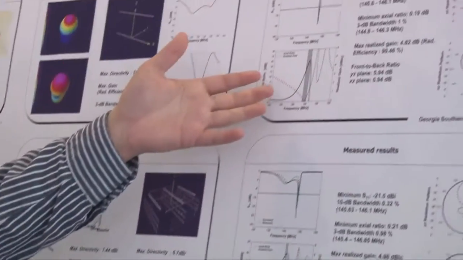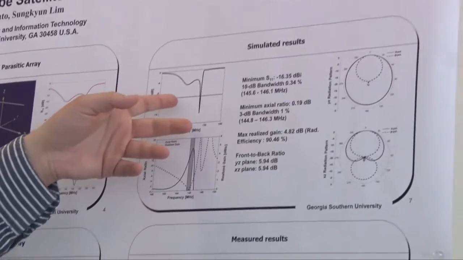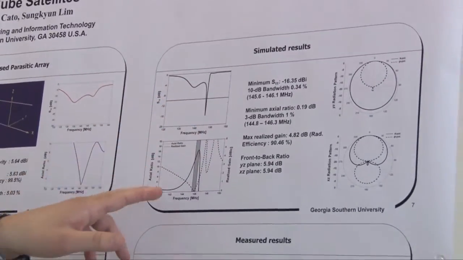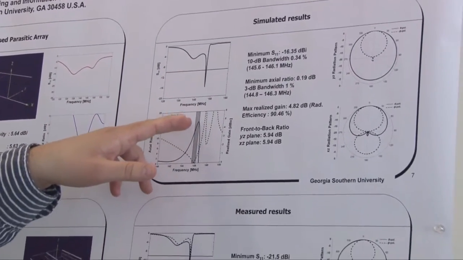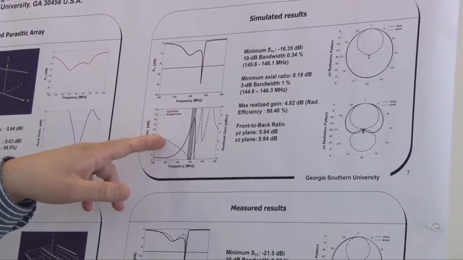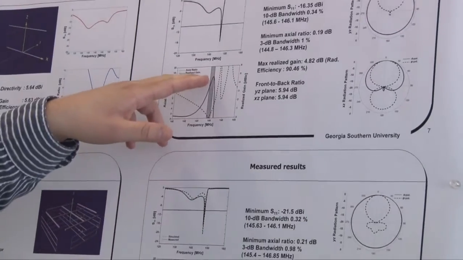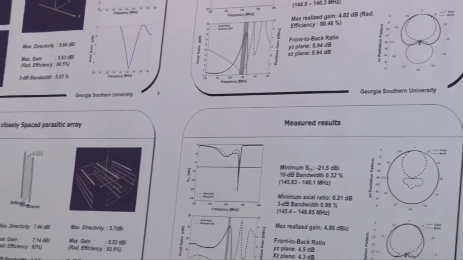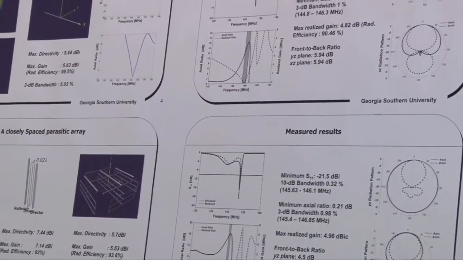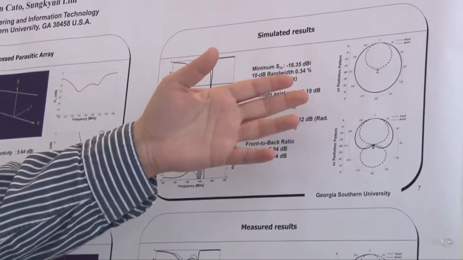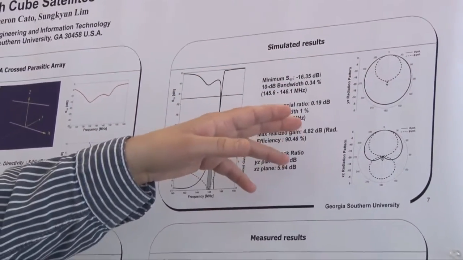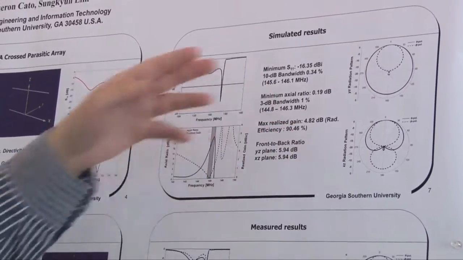In the end, we have really good matching, which is important for power transfer, and we have good gain. We got about 5 dB of gain with an axial ratio that's under 3 dB. And the gain and the axial ratio both align in the same bandwidth, which is very important. And we got clean radiation patterns in both the theta and phi planes.